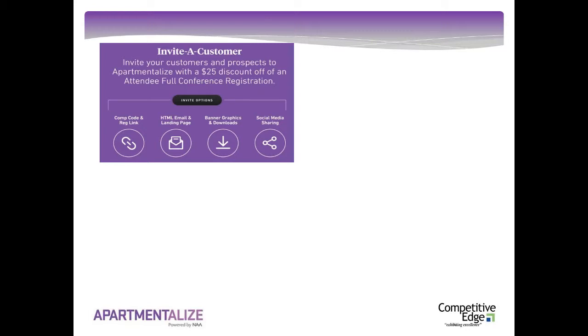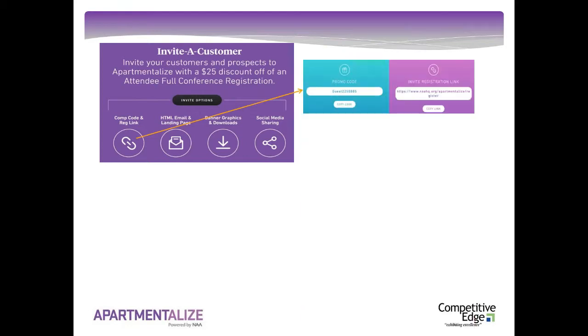And in this marketing toolkit, each exhibitor is given a number of marketing materials, such as a unique promotion code to give your clients and prospects $25 to $75 off a full conference registration, and the link to register, to make it easy for your clients to find that link versus having to find it on the website.